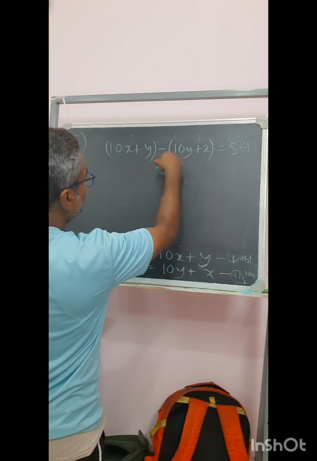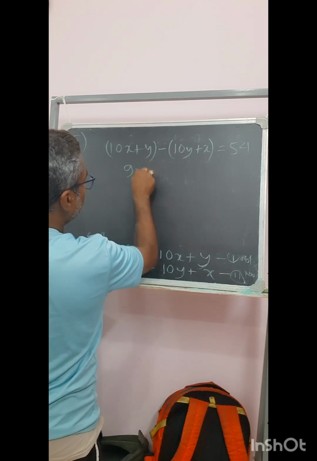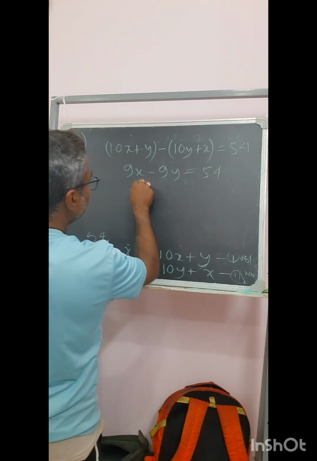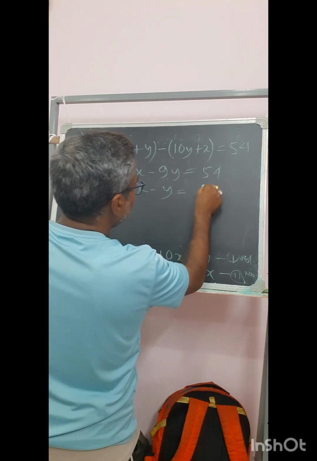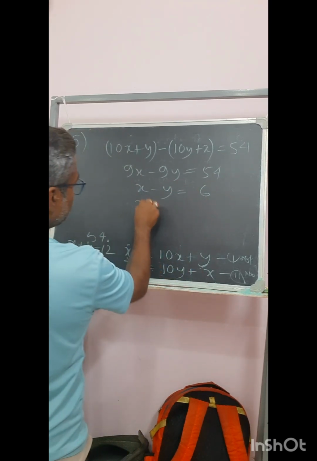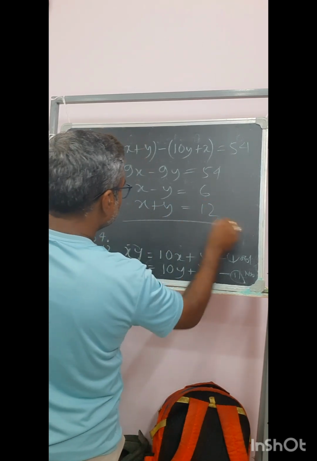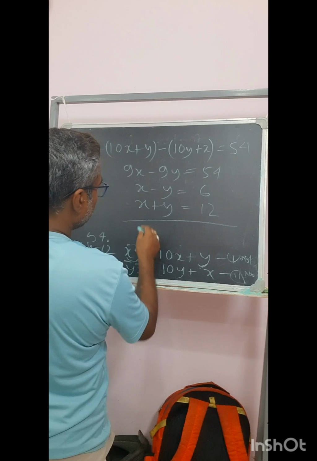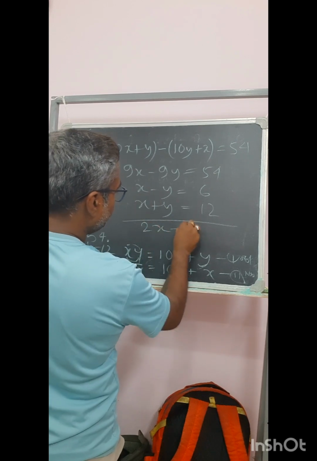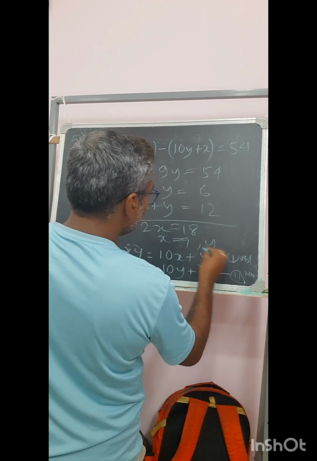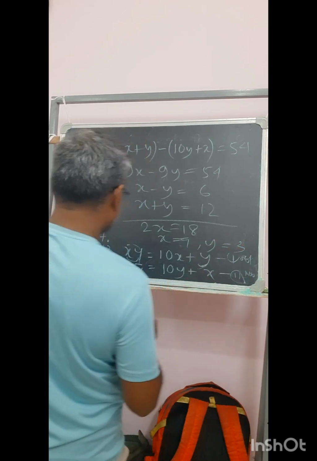If I remove the brackets, I will get 9x minus 9y is equal to 54. Now x minus y is equal to 6. Now the first equation, x plus y is equal to 12. Now if I solve it, 2x is equal to 18. So that means x is equal to 9 and y is equal to 3.